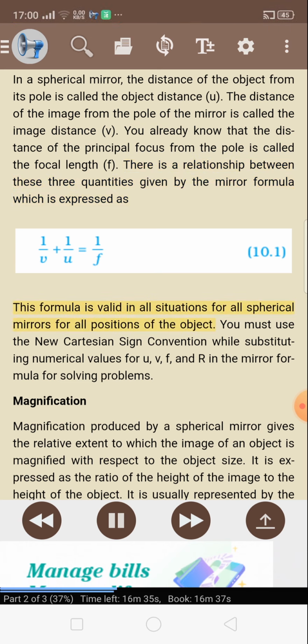This formula is valid in all situations for all spherical mirrors for all positions of the object. You must use the new Cartesian sign convention while substituting numerical values for u, v, f, and r in the mirror formula for solving problems.